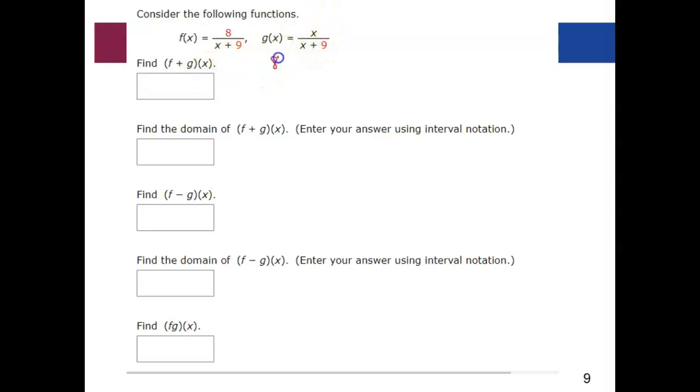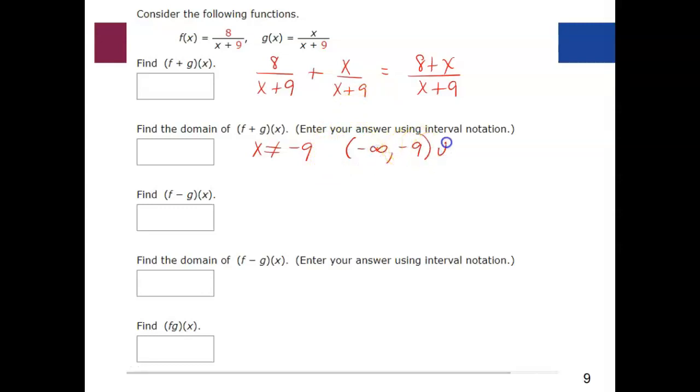Here, if we're going to combine these together, we've got 8 over x plus 9, and then x over x plus 9. We have like denominators, so we can go ahead and combine these together. And we get a function here of 8 plus x over x plus 9. As far as the domain restriction on this one, we just need to make sure that x cannot be -9, set the denominator equal to 0. And in doing that, we're going to write it in interval notation as -infinity to -9 and -9 to infinity.